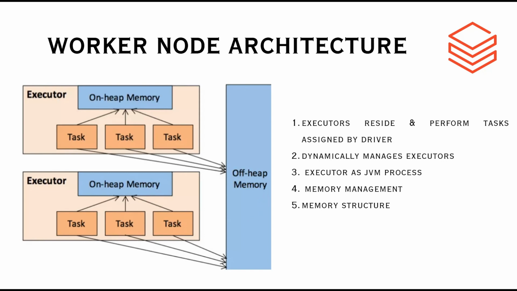If we see the memory structure of an executor, each executor has its own dedicated on-heap memory, and off-heap memory is shared across the executors on the same node, providing a common storage area. So in short, this architecture ensures efficient task execution and memory utilization across the worker nodes by optimizing the resource usage for the Spark application.